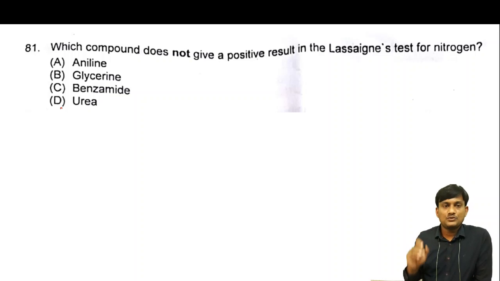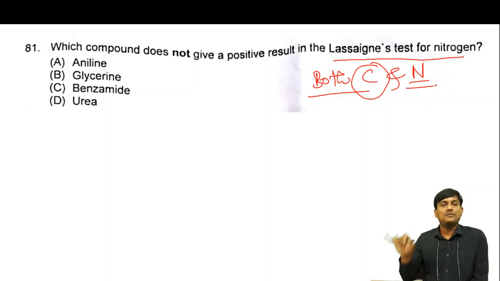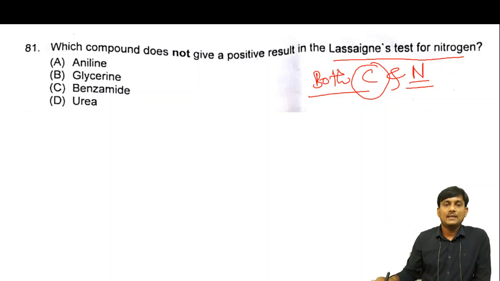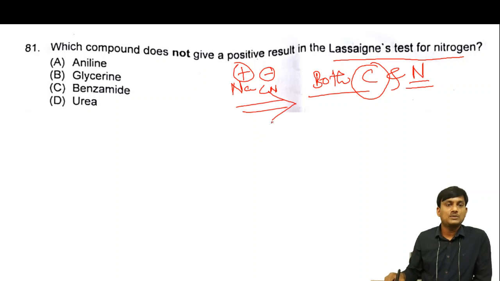Which compound does not give a positive result in the Lassaigne's test for nitrogen? For Lassaigne's test, the organic molecule should have both carbon and nitrogen. Obviously, organic molecules have carbon. The organic molecule should have nitrogen. Then only there is a formation of CN minus in presence of sodium. These CN minus will be responsible for the test.